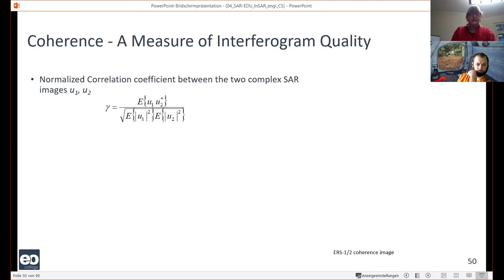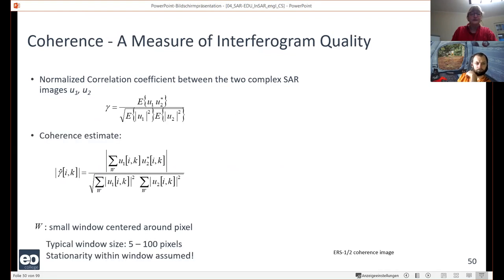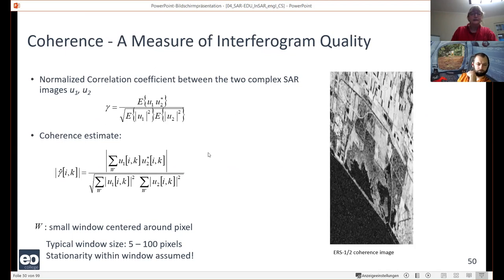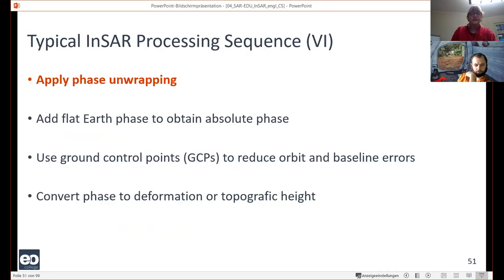Okay, here comes our coherence, that formula you have seen before, and it is used here as a quality indicator for the elevation model production. Then the next step would be this phase unwrapping. I think I have not used the term yet. Phase unwrapping is the procedure needed, of course, to produce real height lines from your interferogram, from the fringes.